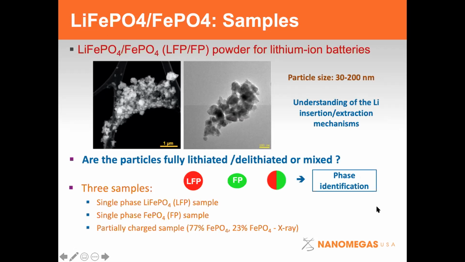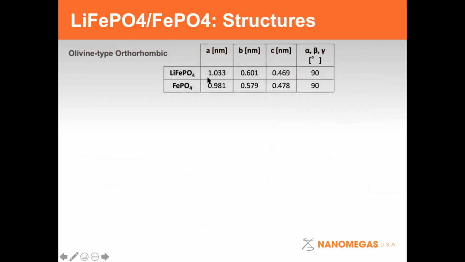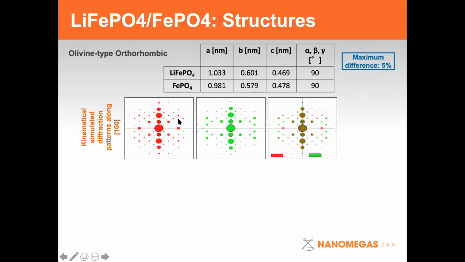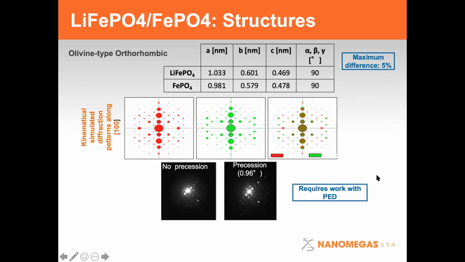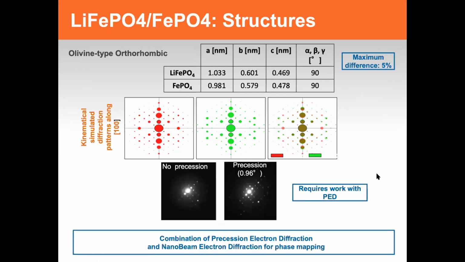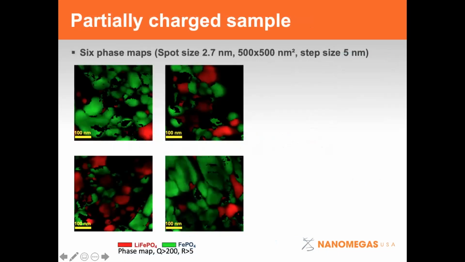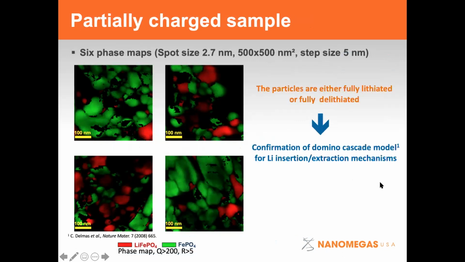So you need to be able to map the two phases. The problem in diffraction space is that the unit cells are almost the same, maybe a 5% difference. Without precession, you're not able to pick up little differences in these high order reflections out here. So you can see the precession system was required. You need these higher order reflections, more kinematically correct patterns, to map those two phases. The culmination of all that work is they were able to show how the lithium went in and out of these particles, and it supported the so-called domino cascade model.